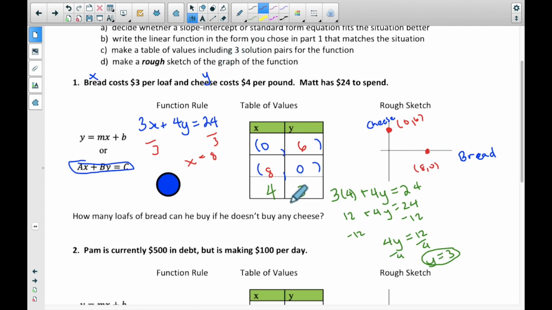And if we had graph paper, we could also do 4, 3, but that's going to be difficult to do just on this sketch. Remember, this was supposed to be a rough sketch, so it does not have to be perfect. It's just a rough sketch. So our line is going to look something like this.